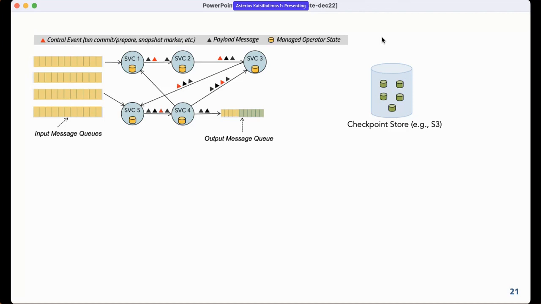Now, every now and then, the stream processor will take a checkpoint, right? And this checkpoint will be used later together with the input queues that we have here to replay some messages and return to where the stream processor left off before it failed. So let's see how this happens. Let's say service 4 dies.